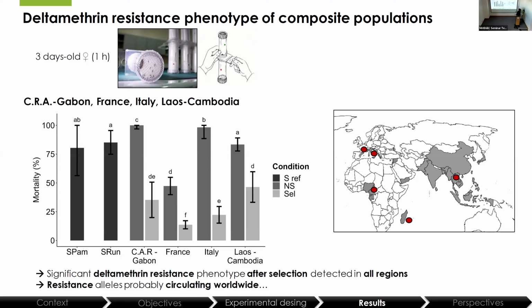But here, what we can notice is that between the non-selected line and the selected line, in all the studied regions, we have a decrease in mortality after several generations of selection, which means that resistance alleles are probably circulating in all those countries because we can select them.